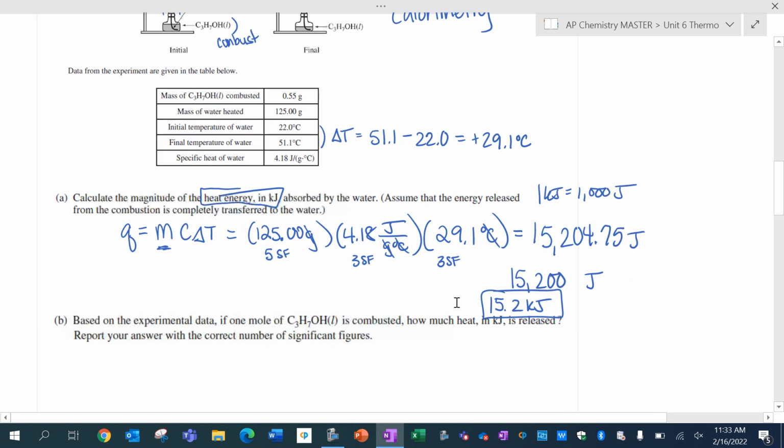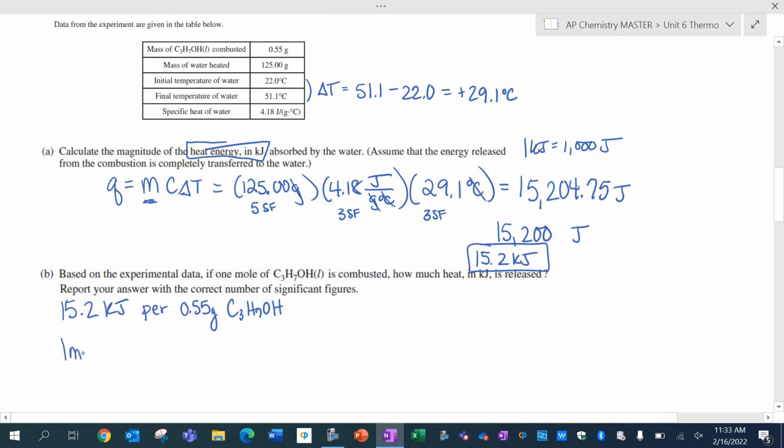So 15.2 kilojoules, that is the amount of energy released per 0.55 grams of propanol. And I better check the molar mass of propanol. So 1 mole of propanol, I'm going to look it up. I don't think the problem gives it to me, does it? No. Okay, so I'm going to use my periodic table, and add up those to get the molar mass of propanol. So the molar mass of propanol is 60.09 grams.